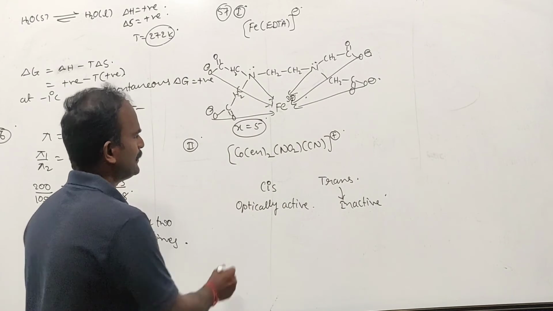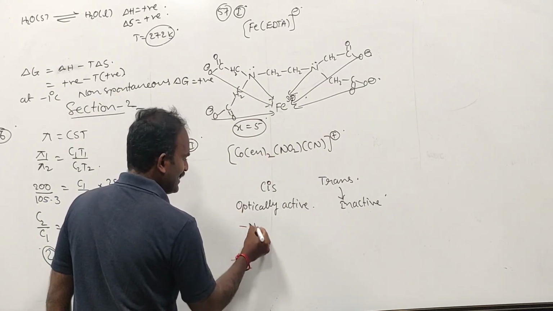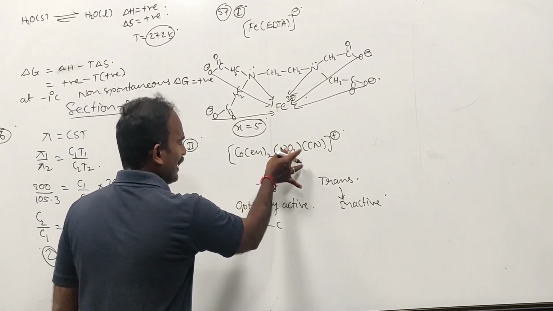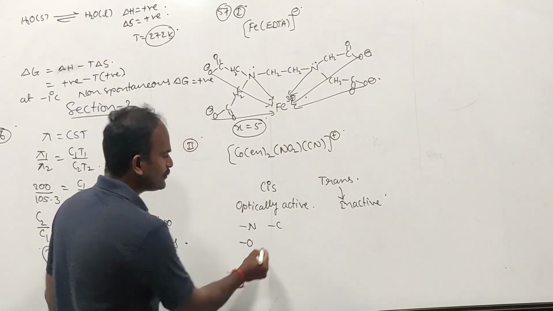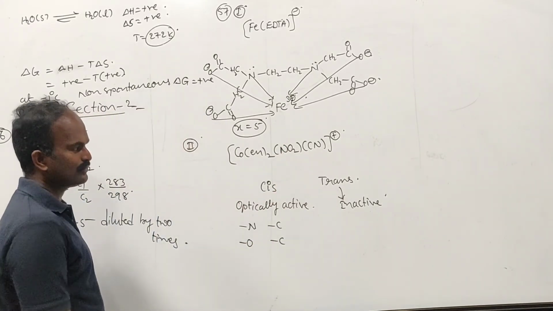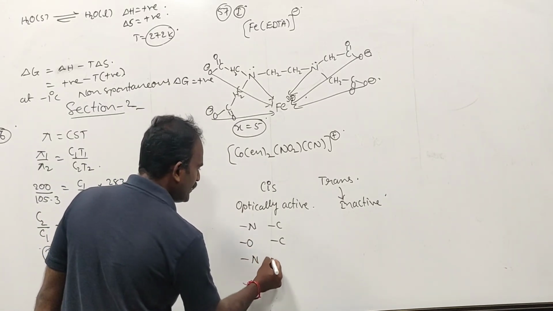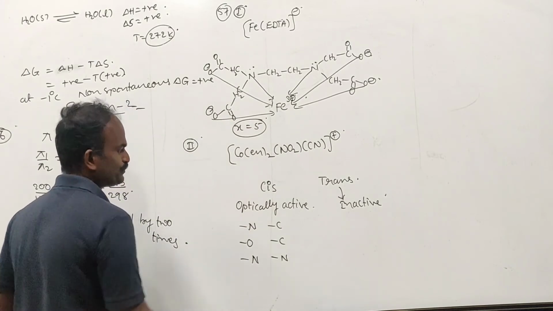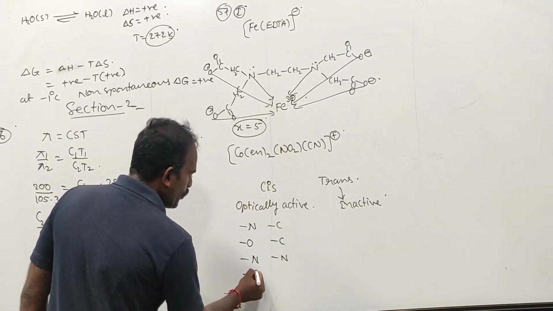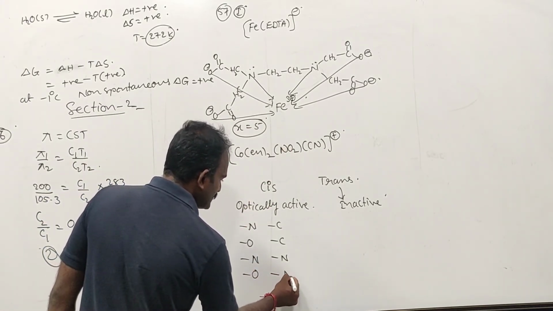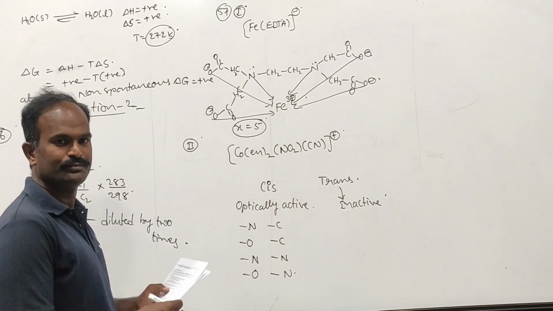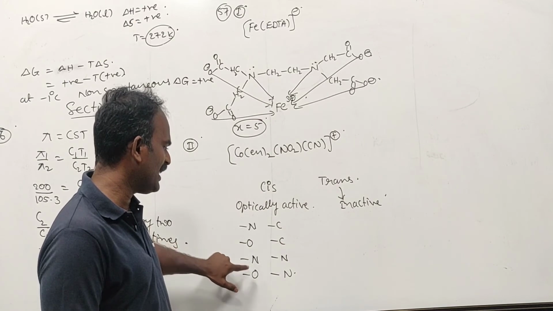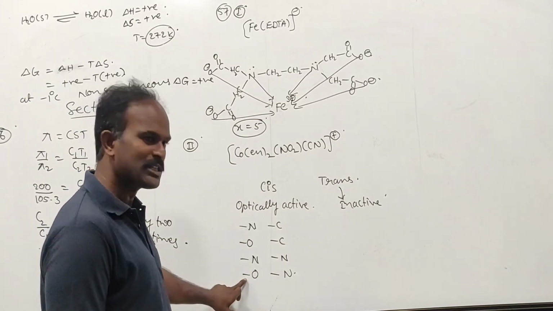Now you check here. N bonded, C bonded. Another one, O bonded, C bonded. N bonded, N bonded, because nitrogen connection is possible. Next, O bonded, N bonded. So how many are possible? 1, 2, 3, 4. 4 possible.